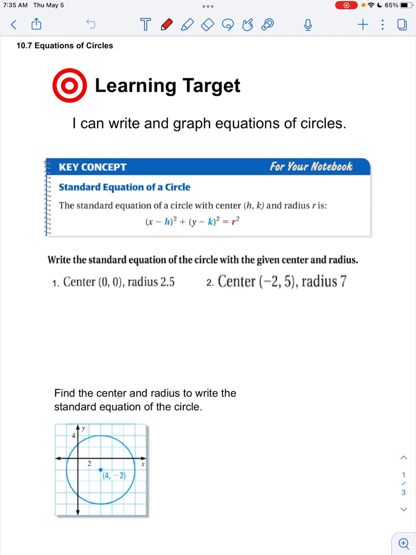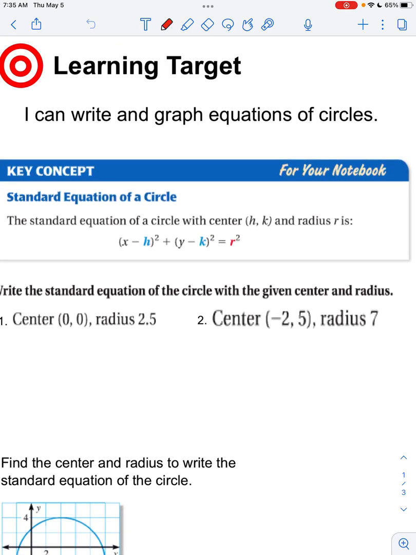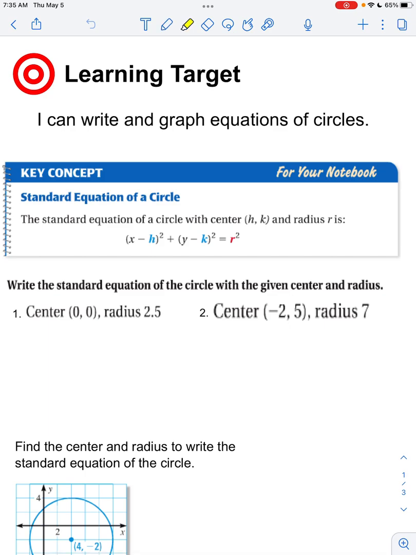Okay, looking at our last unit of circles. Very important that we know the standard equation of a circle. Notice that the center is noted with (h, k), so we need the center and we need the radius. So again, our base formula is (x - h)² + (y - k)² = r².